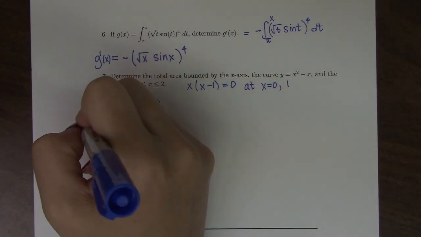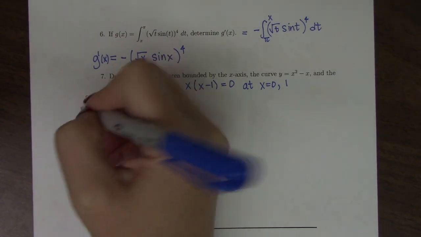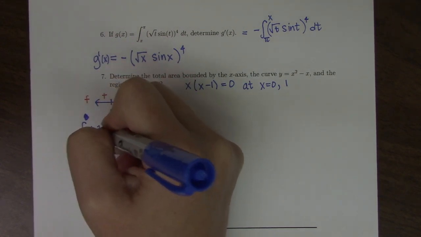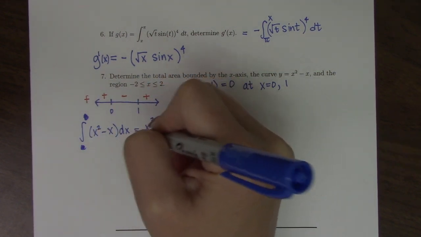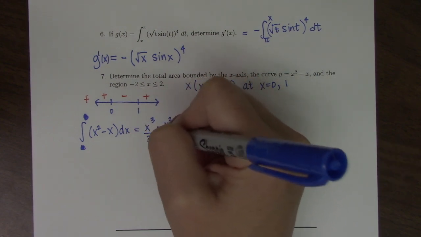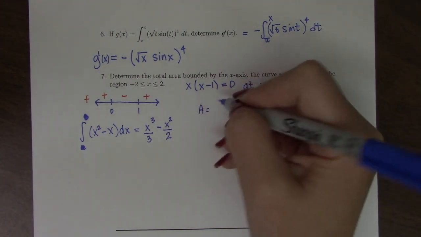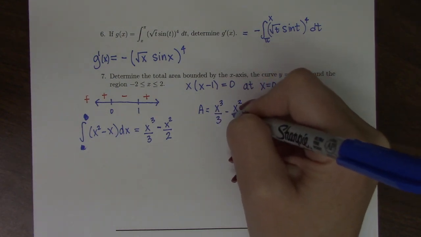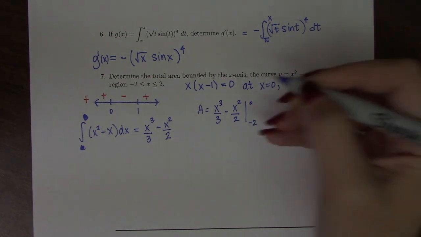So I'm going to just integrate the function. And the antiderivative is x cubed over 3 minus x squared over 2. So that means the area of our function is going to be this antiderivative evaluated from -2 to 0, because that's a positive region.